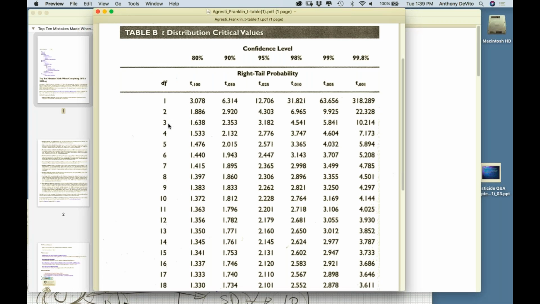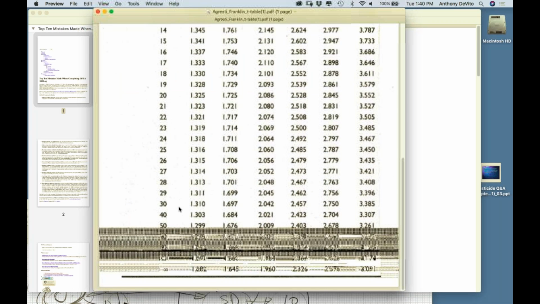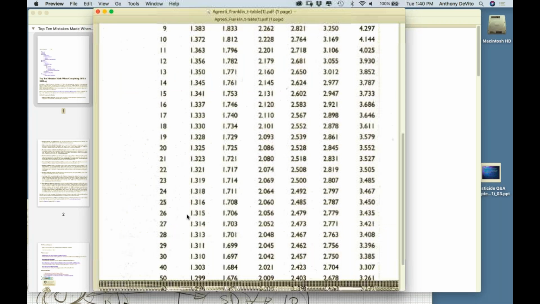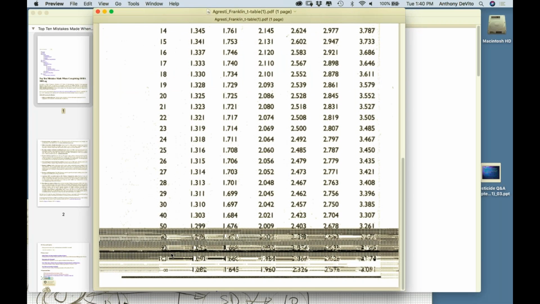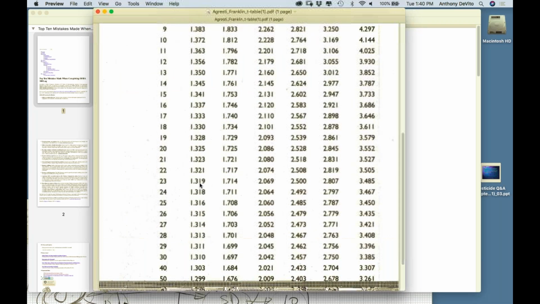So if we were working with samples up to size 100, okay, make believe it does go down to 100. If we go to sample size 100, we need 100 different tables, like the Z table, one for every different sample size.